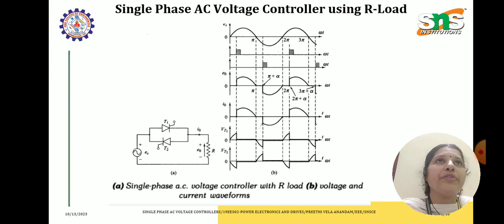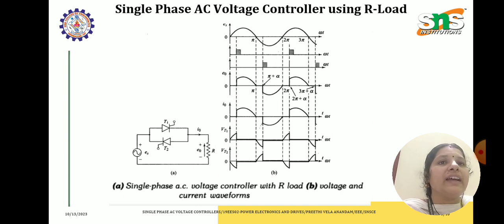And now we are going to focus on the single phase AC voltage controller using the R load. R load is called a resistive load. In this figure we can see the single phase AC voltage controller with the R load, where the two thyristors are connected in anti-parallel direction. The waveforms of the source voltage, gating pulses, load current, load voltage, and the voltage across the thyristors T1 and T2 can be seen here.